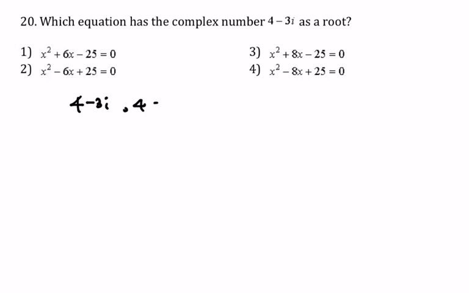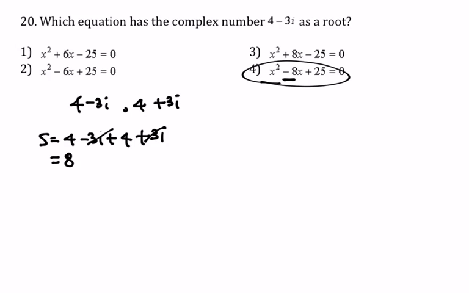We know that 4 minus 3i becomes one root, and 4 plus 3i is the other root as well. So the sum essentially becomes 8, so our equation should be x squared minus 8x.